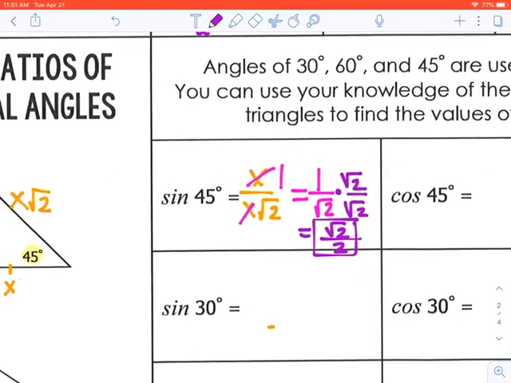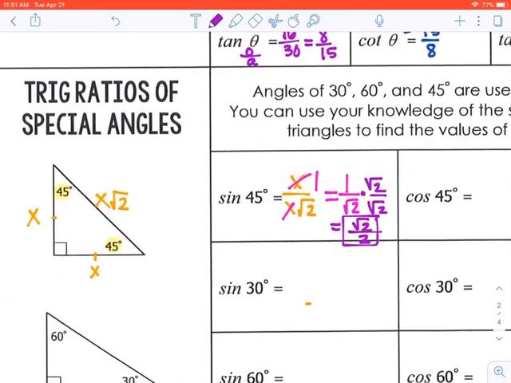Now what I want you to notice is it doesn't matter what the length of x is. The length could be 10, the length could be 5, the length could be 72, okay? The sine of 45 degrees will always have a ratio of the square root of 2 over 2, always. That's how trigonometry works. That's how triangles work, okay? Because of the specific angle of 45 degrees, the sine of that angle, the opposite over the hypotenuse, that trig ratio, will always be square root of 2 over 2, always, okay?